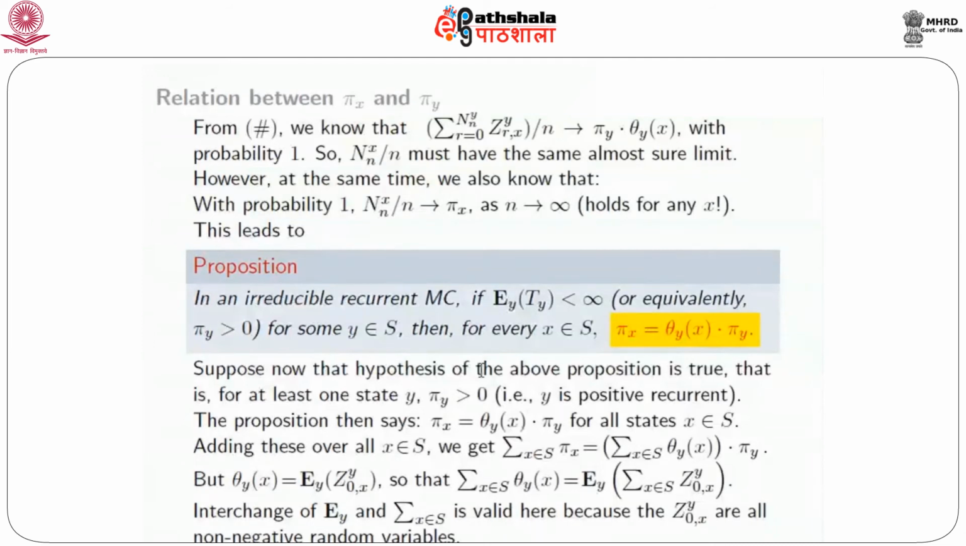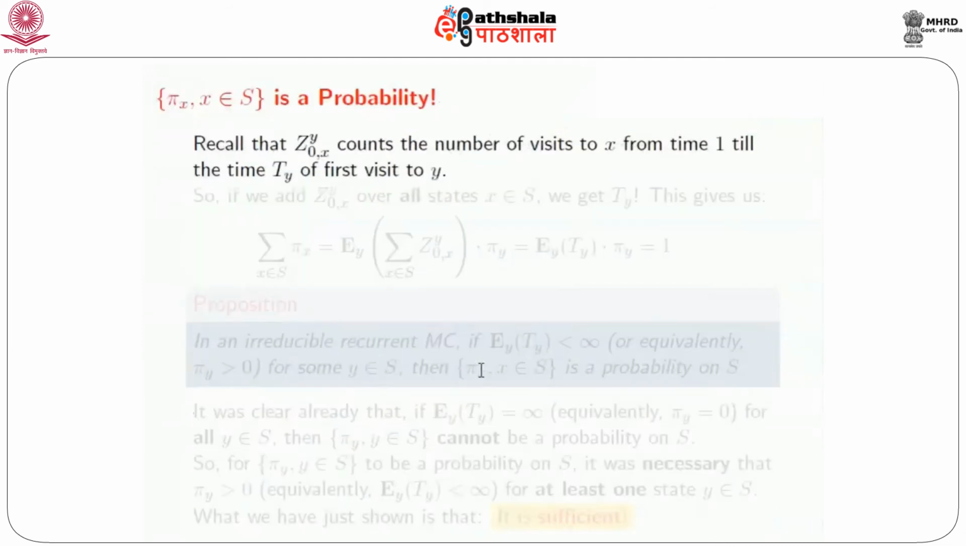Now, recall that Z_0(x)(y) counts the number of visits to x from time 1 till the time of first visit to y.